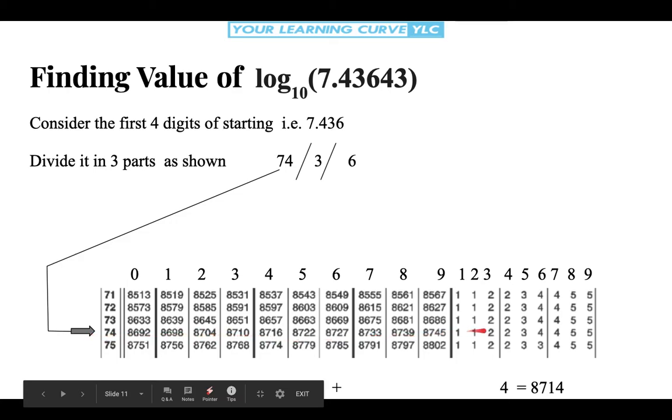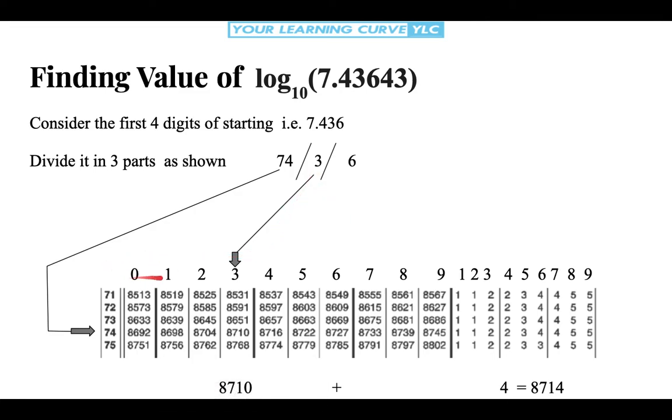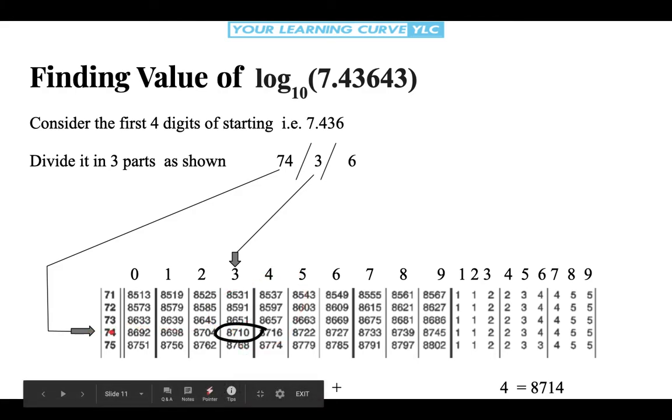This row is to be used. Only this row to be used. Nothing else is required in this log table for this question. Next, we find this 3 in the first row. Then the corresponding value we note down. We see in this row containing 74, the number at the intersection of this row and column, we get 8710.